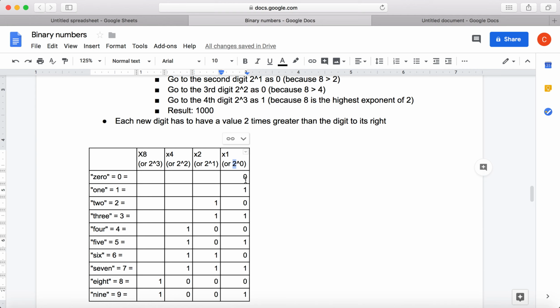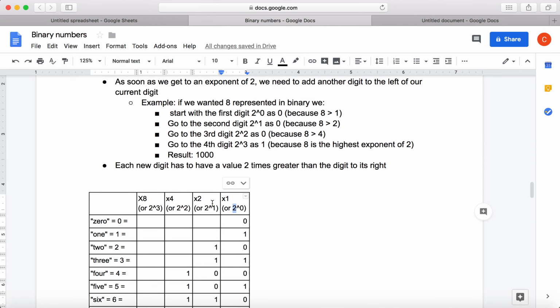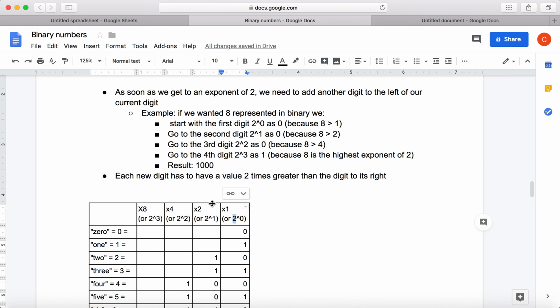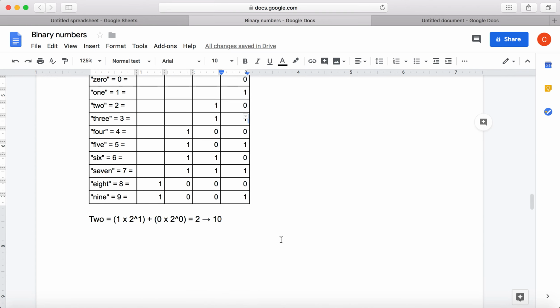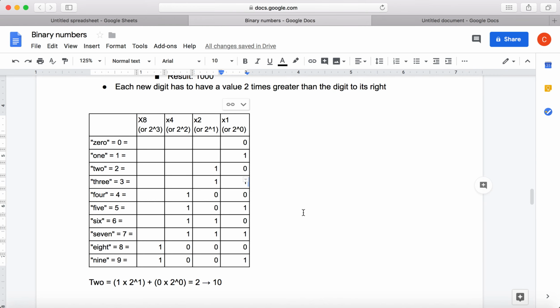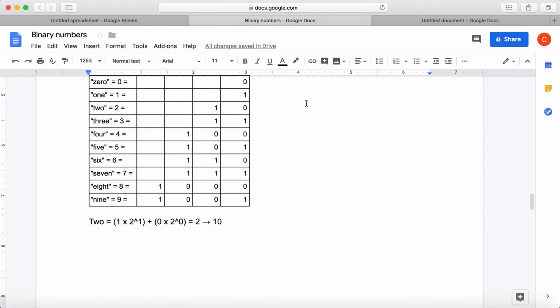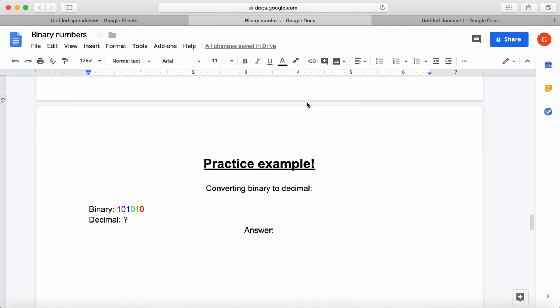So say we have 0, 1, oh no, 2 is the next power of 2. So we need to shift over 1. We need to add another digit to the left of our current digit. So that's what we did right here. When we reached 4, we added another digit. So feel free to pause the video and look over this table a little more if it helps you understand binary numbers, but I will be moving on to 2 quick examples of conversion from binary to decimal and decimal to binary.